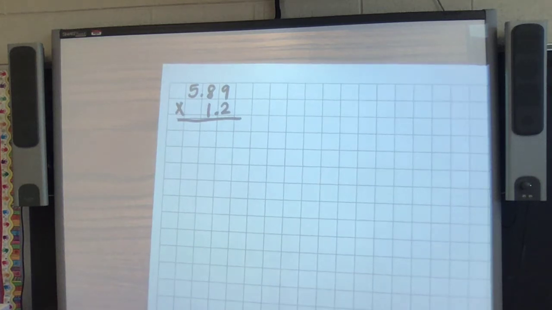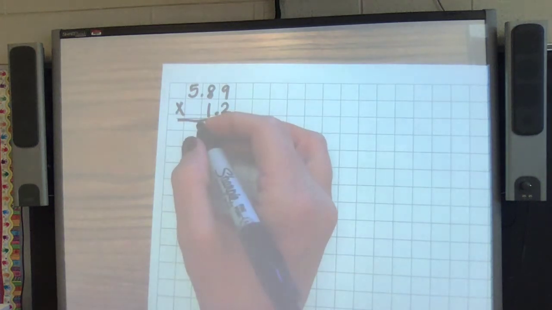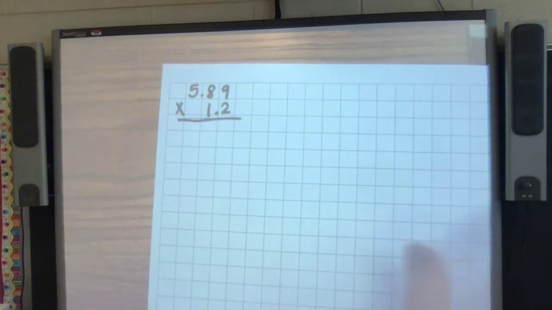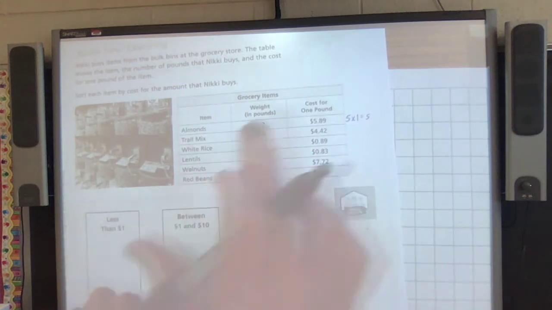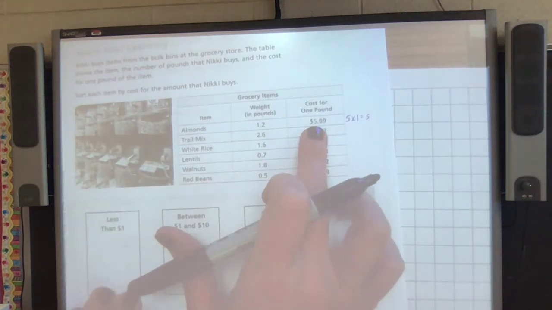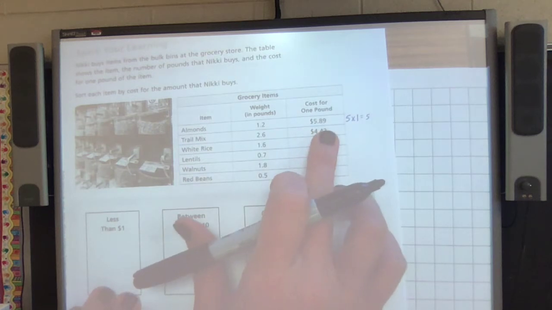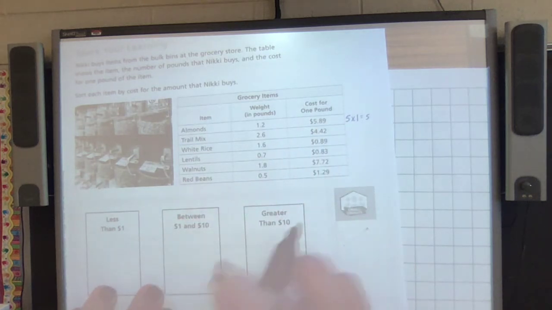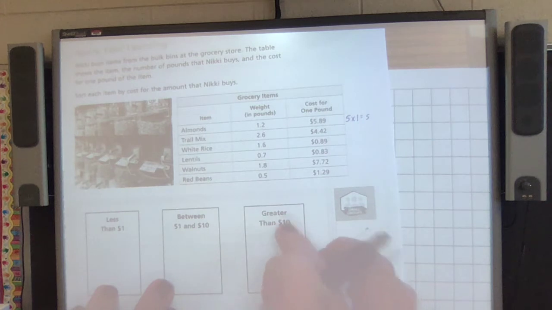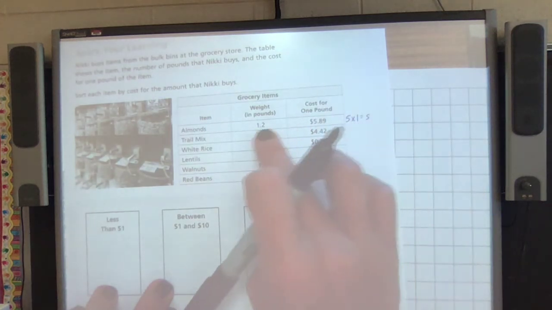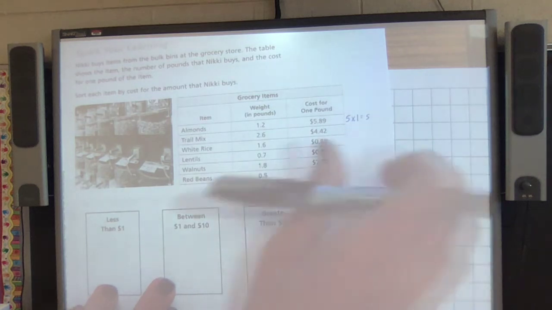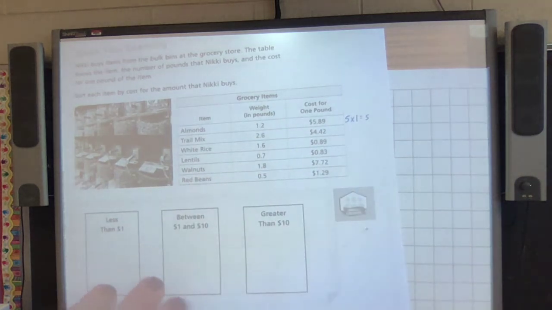We're trying to say, is it less than 1? Is it between 1 and 10? Is it greater than 10? Already we can make a prediction. I know it's not less than 1. My amount is greater than 1 before I even multiply it. I believe it's going to be here because it's not going to be greater than 10, because I know 5 times 2 gives me 10. And I am not multiplying by 2. I'm multiplying by something a little bit larger than 1.